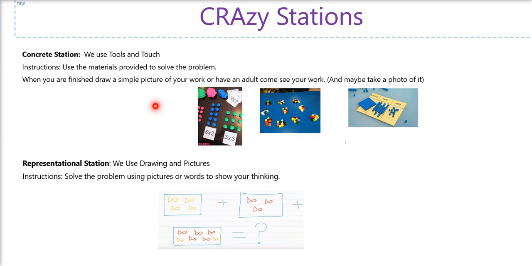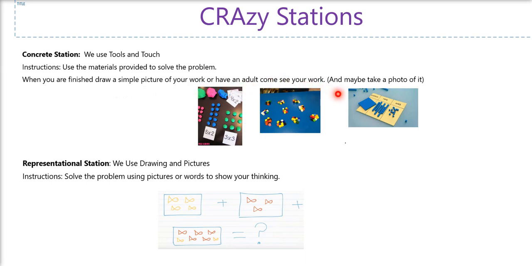And what I want you to do here is model your solution to the problem. So I bet you can see in this picture right here, the student is working on equal groups, and they've modeled that out. Once you've modeled your solution, you need to draw a picture of your work, or you can have an adult come see your work.